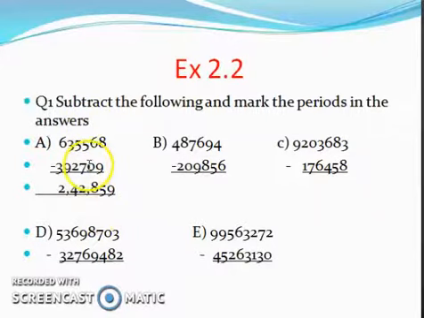Because it's 0 here. Now 7 cannot be subtracted from 5. So we borrow from here. 15 minus 7 is 8. 4 remains here. 4 minus 2 is 2. We borrow from 6. 13. 13 minus 9 is 4. And 5 minus 3 is 2. Right, children? This is the way we will do subtraction.